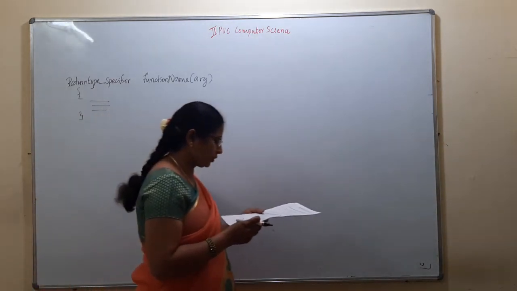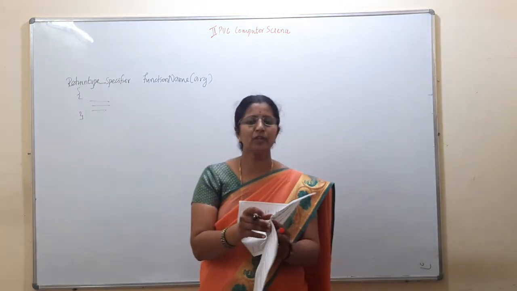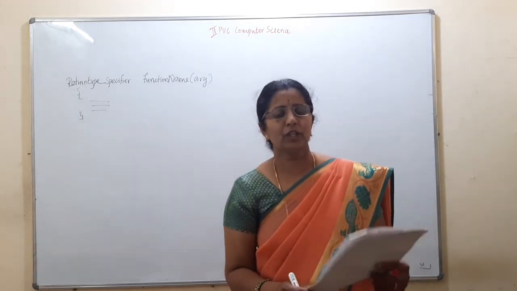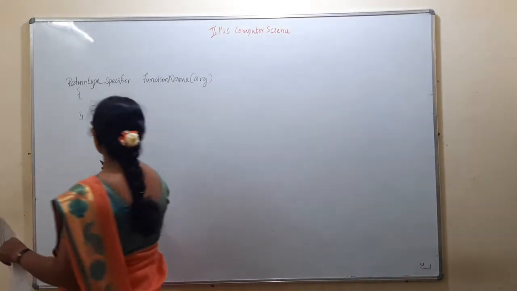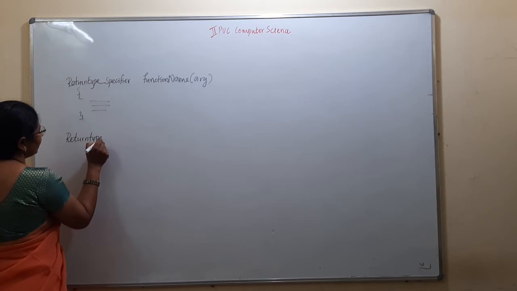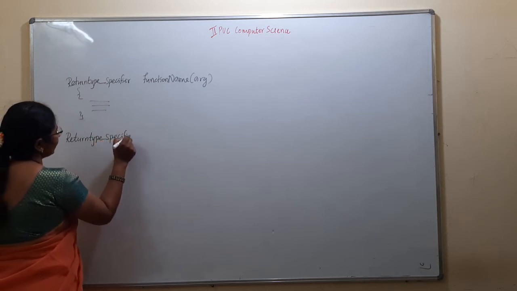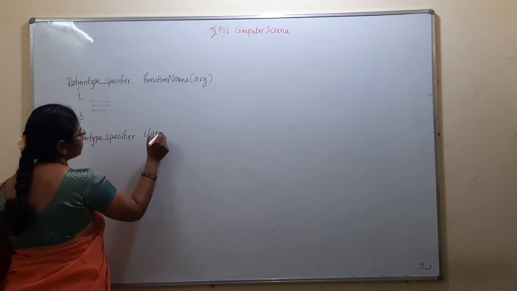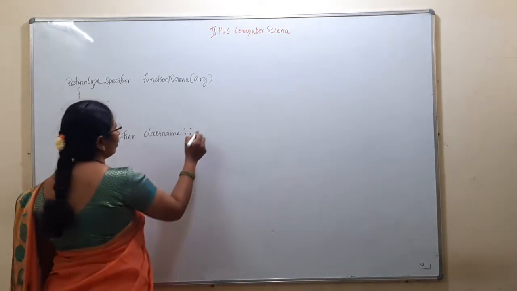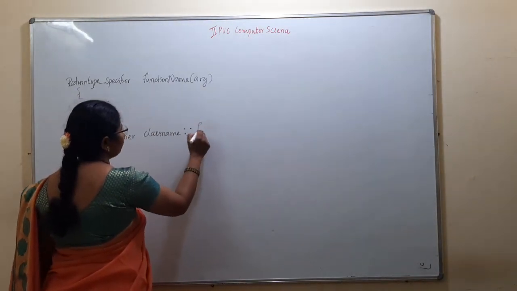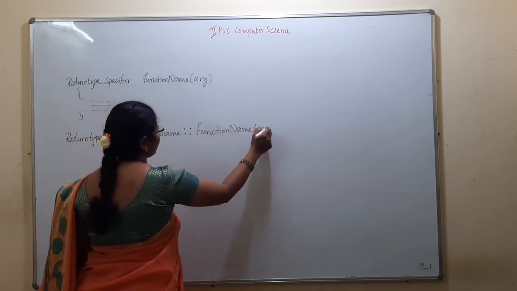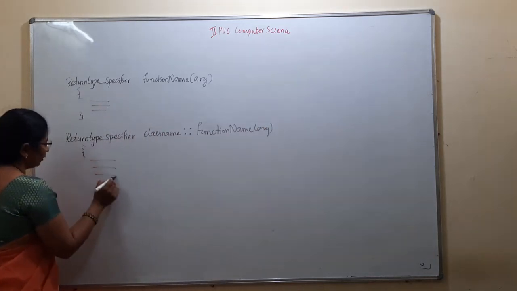Then, defining a member function outside the class. Defining a member function outside the class using the scope resolution operator. At least that word you need to write. The general format of that: return type, specifier, class name, scope resolution operator, function name with the arguments and body of the function.